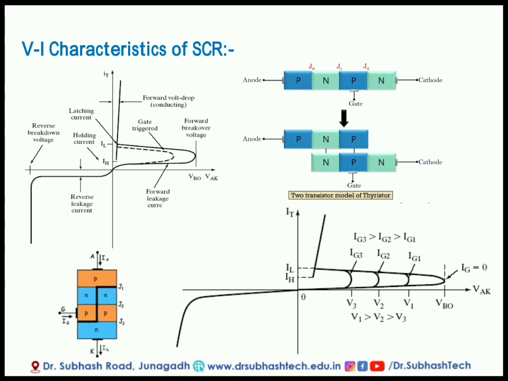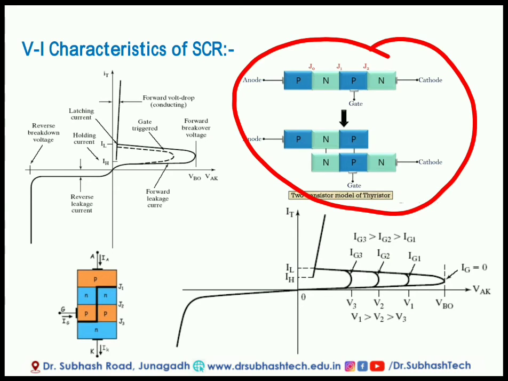Now this is the VI characteristic. Basic idea about the SCR we already discussed in the previous video about the VI characteristic of SCR, but here you have to revise something about the SCR. This is the construction model of SCR: anode, cathode and gate.